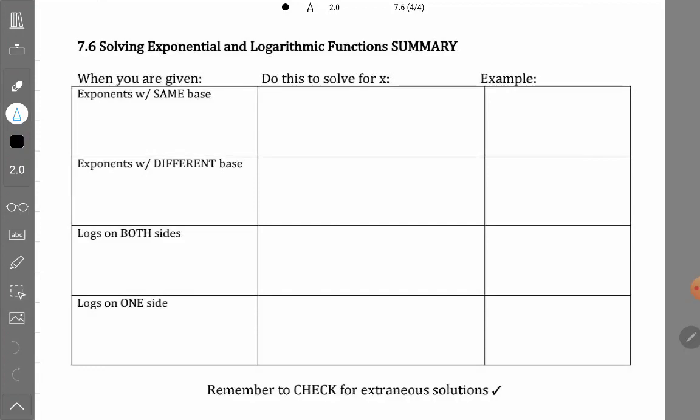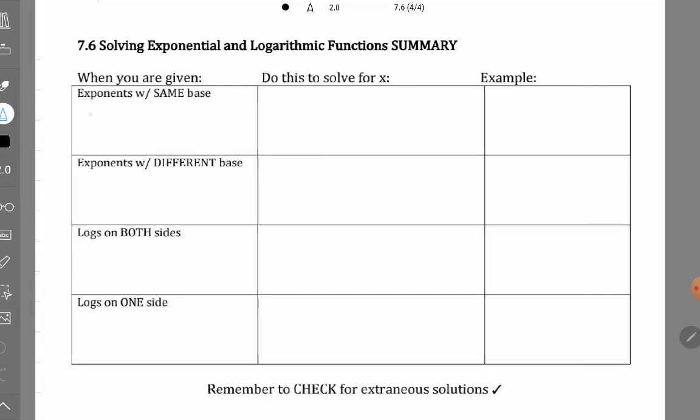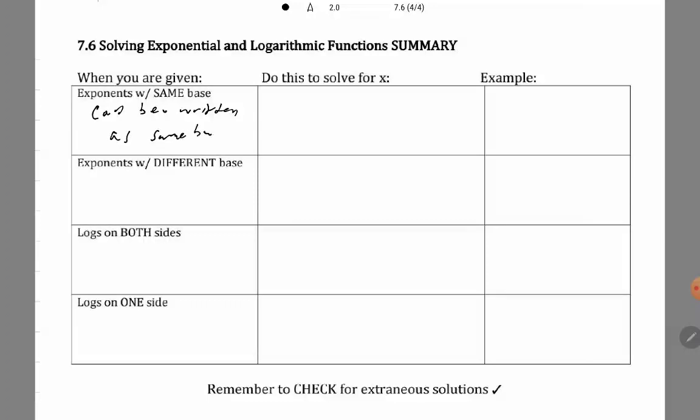Alright, a little summary here. If it can be written as the same base, so when you're given exponents with the same base, set exponents equal and solve. So if we have 7 to the 3x plus 4 equals 49 to the 2x plus 1.